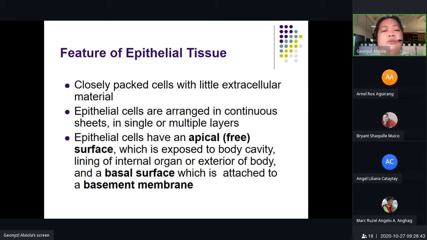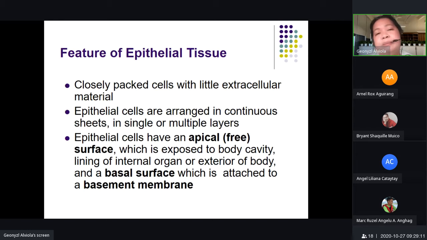Epithelial tissues are closely packed cells with little extracellular material. A portion of these cells are exposed, which we call the apical free cells, so they are mostly found on the surface area. And the rest are embedded on the inner part. Then, all epithelial tissues are connected to the basement membrane.